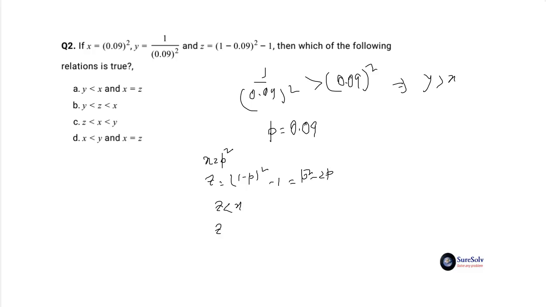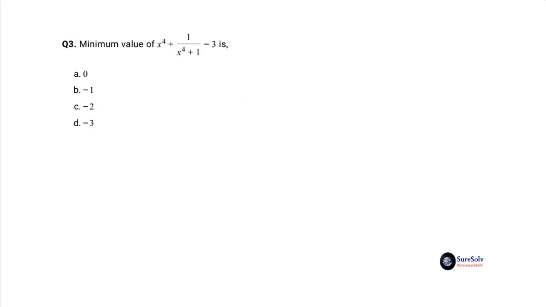Correct relation between x, y and z is then z less than x less than y. Answer is option C, z less than x less than y. With this approach, the problem can easily be solved in mind. Let's solve the third problem.